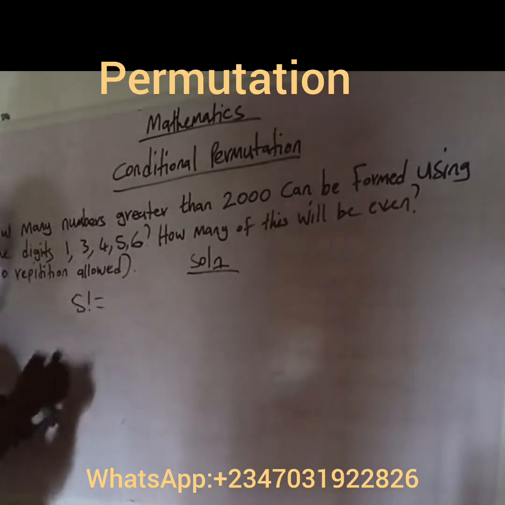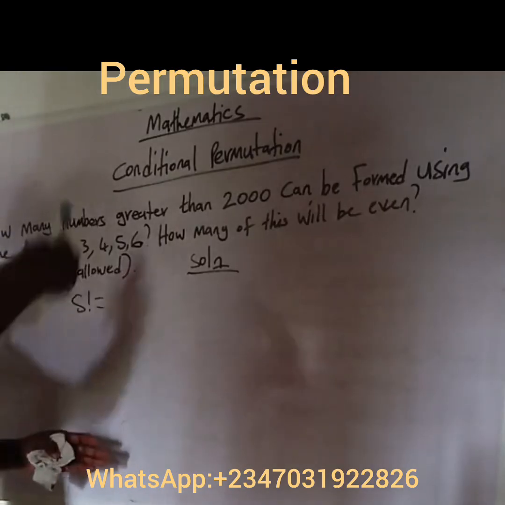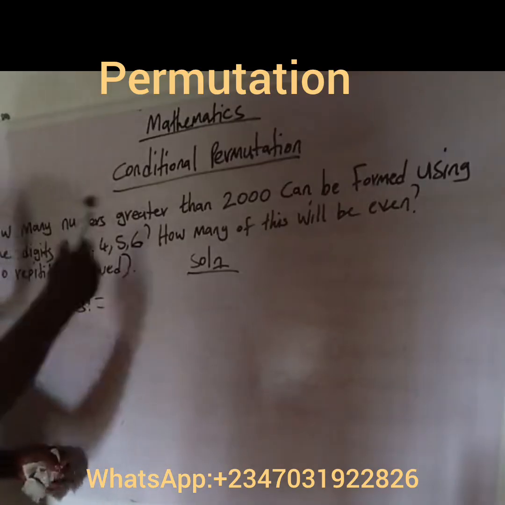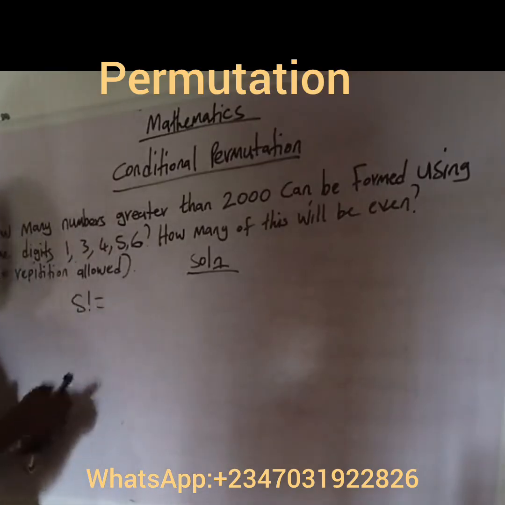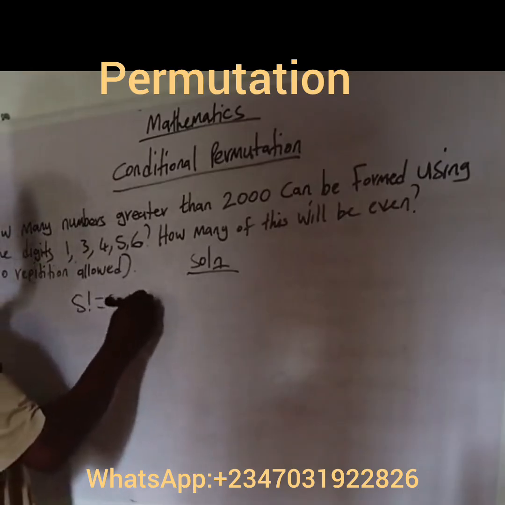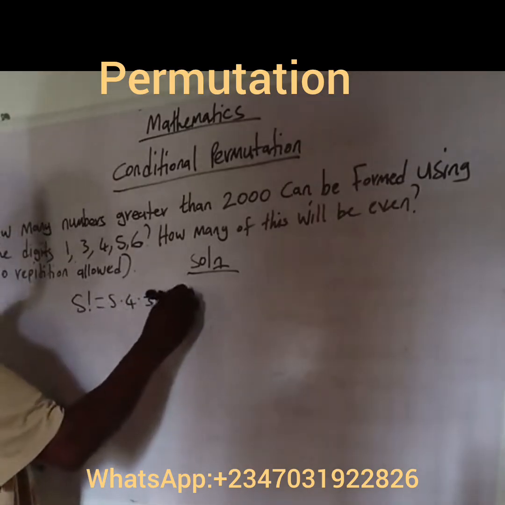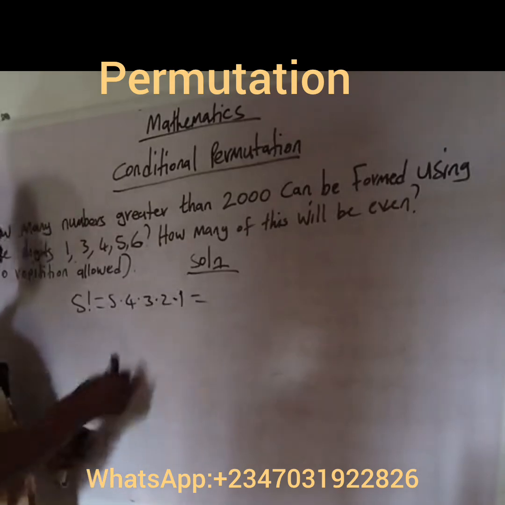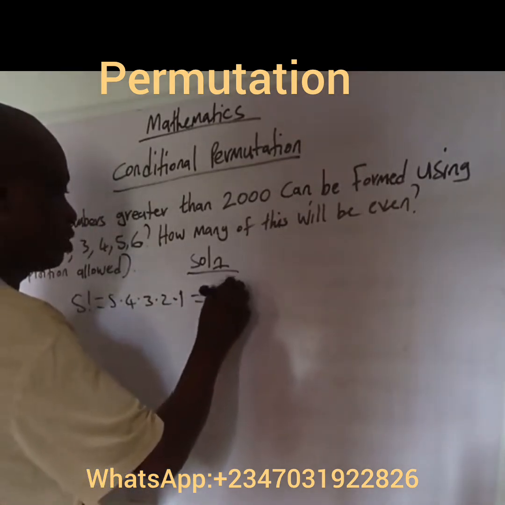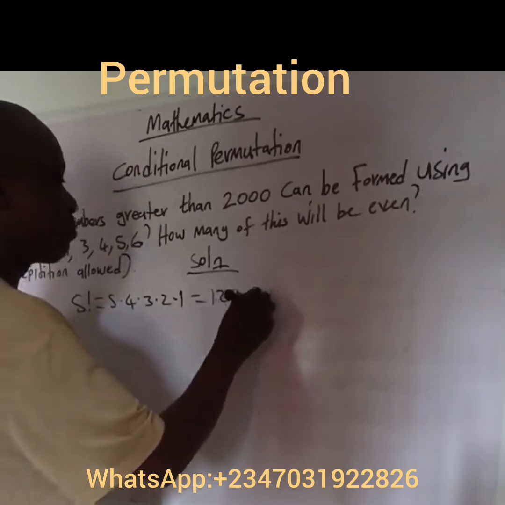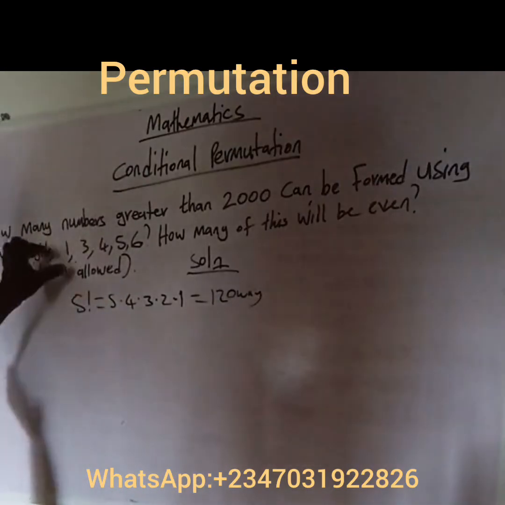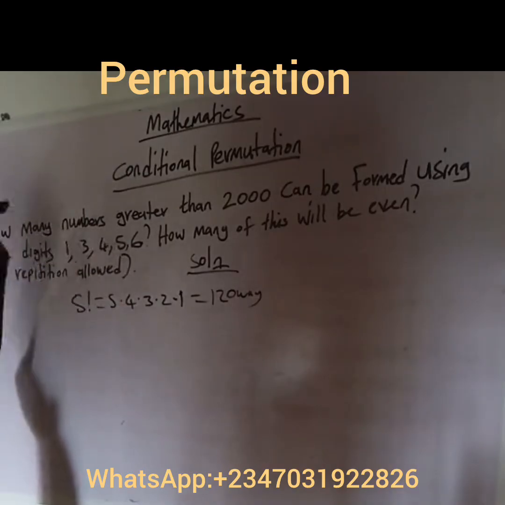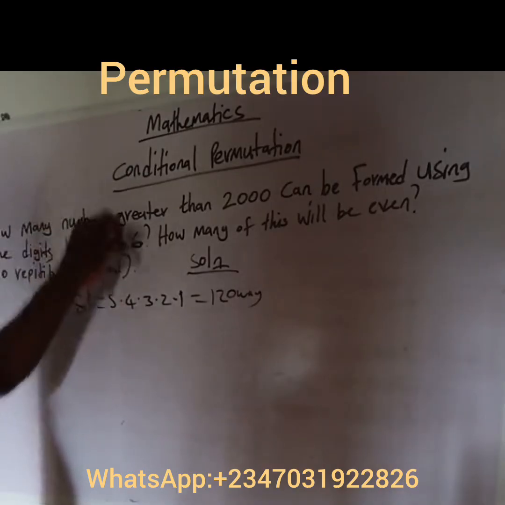And what is the meaning of factorial? Factorial means successive multiplication until you get to 1. That is 5 times 4 times 3 times 2 times 1. That is 5 factorial. 5 times 4 is 20, times 3 is 60, times 2 is 120, times 1 is 120. So this is 120 ways. That is, if we are using the 5 digits, because there are 5 digits, any of the digits can start.